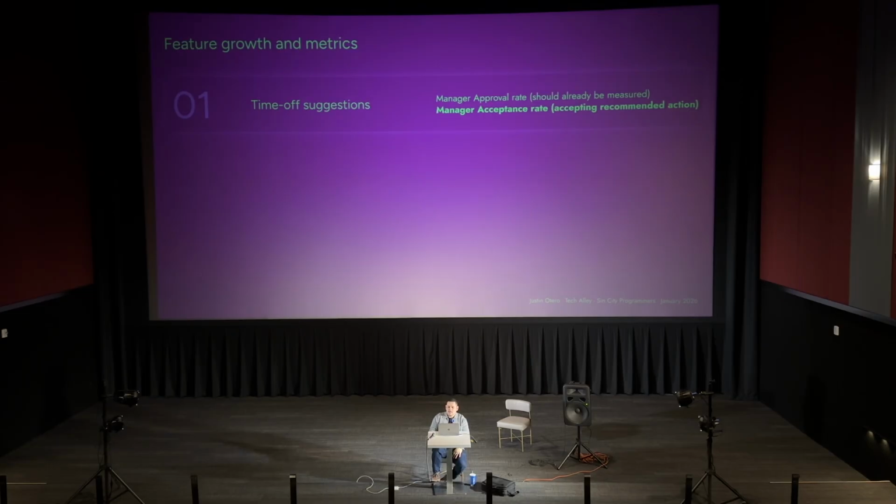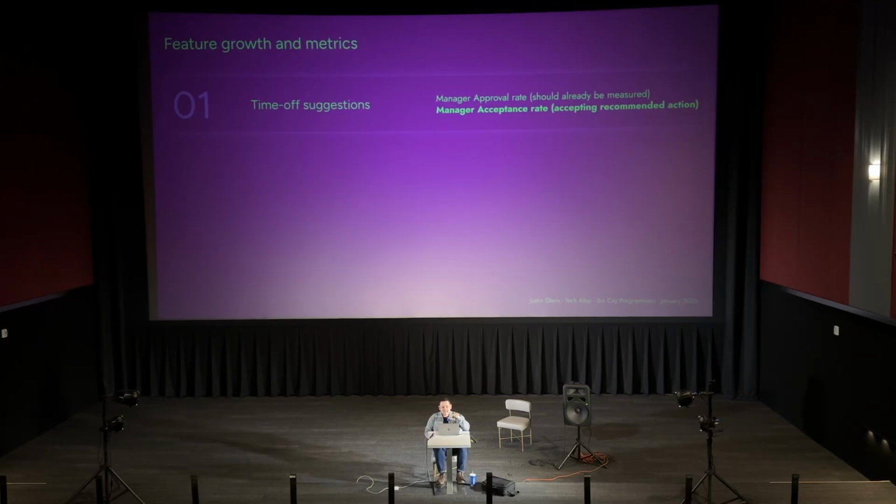Let's talk about a feature and how it would grow and some of the metrics along the way. I hope you can see that. The bold stuff is the net new. So we built this time off suggestions. Something that I would be tracking already in the system is the manager approval rate. How often is a manager approving a specific PTO request in general, right? So if I'm looking at a bunch of McDonald's, is one manager approving more than another store? So it's already being measured.